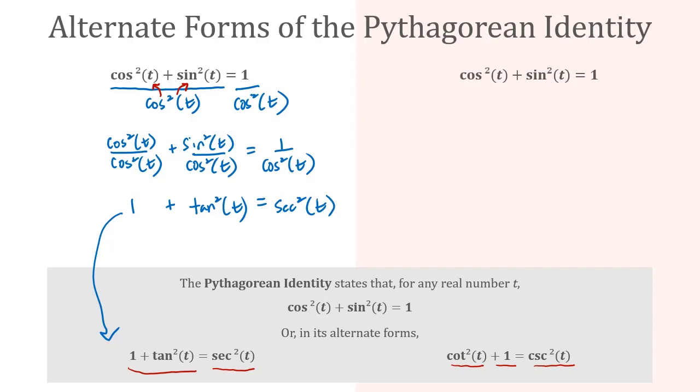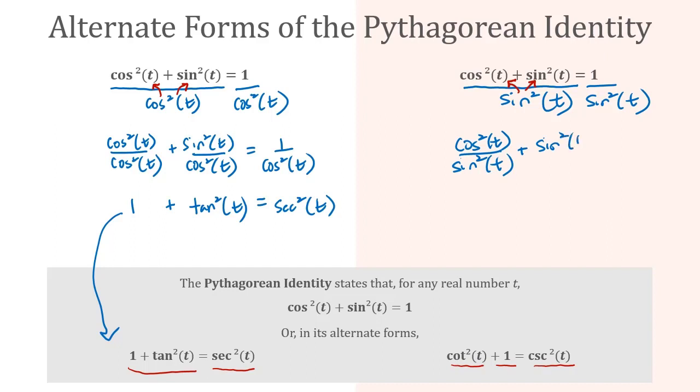And now instead of dividing by cosine squared t on each side, I'm going to divide, I bet you can guess what I'm going to divide by. I'm going to divide by sine squared t. And I'm going to do that on the left, and I'm going to do that on the right. And using that same rule of arithmetic, this sine squared t belongs to each one of those terms. So I'm going to get cosine squared t over sine squared t plus sine squared t over itself equals 1 over sine squared t.